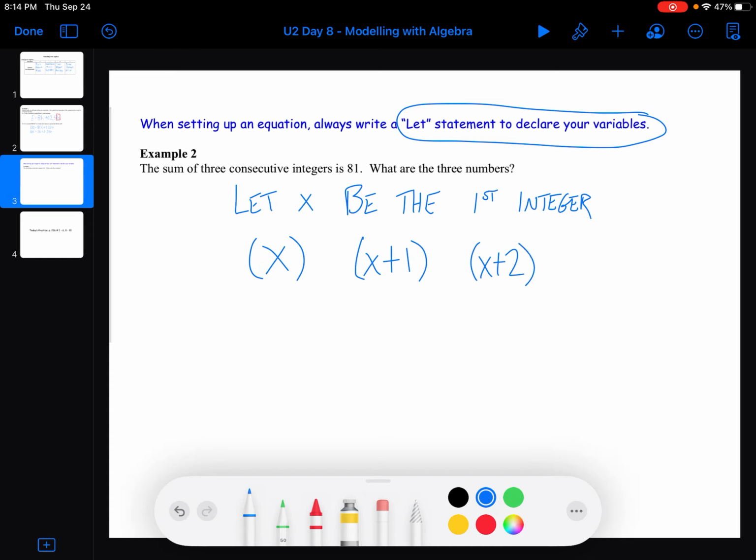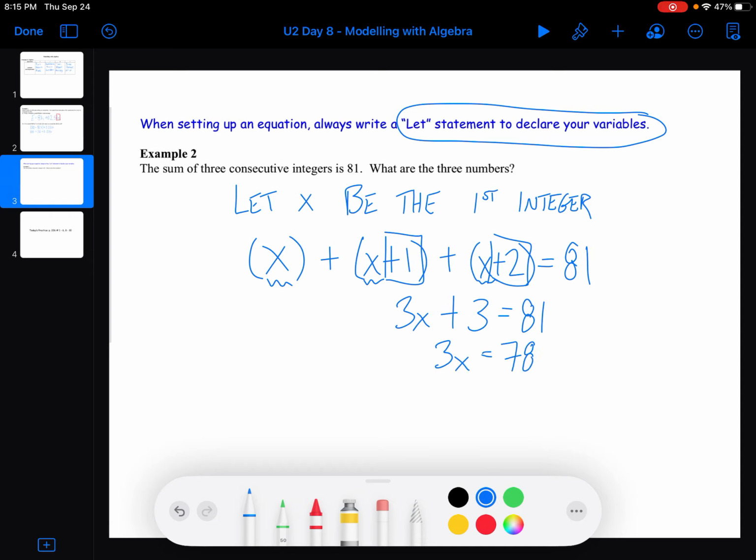Now it says the sum of these integers is equal to 81, so that means I'm adding these together, and it equals 81. Well, I need to collect like terms, so I've got 1, 2, 3 x's plus 3 equals 81. Now that positive 3 I've got to take to the other side, so it's going to be negative. So I'm going to get 78. So 3x equals 78. And then I have to divide by the 3, so I get x equals 26.